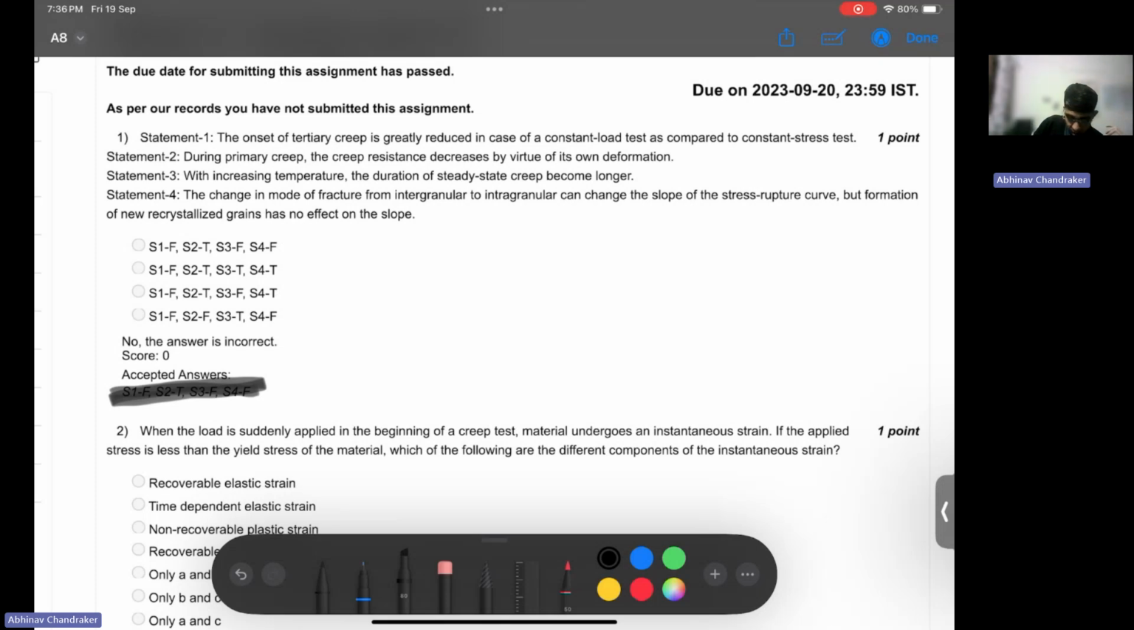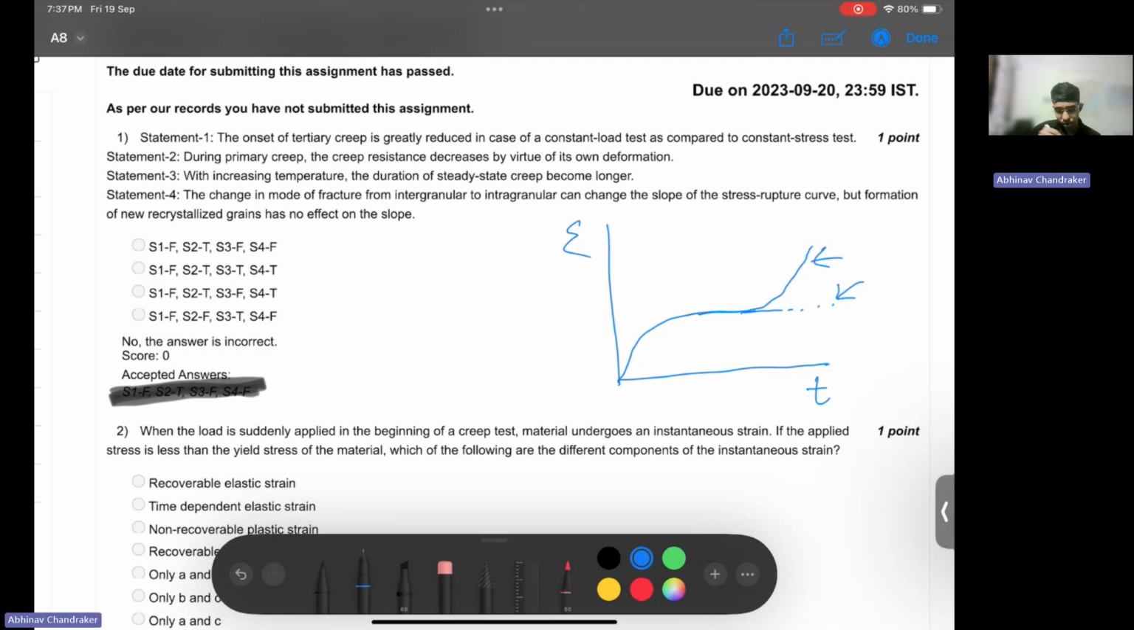You have seen the curves which were shown in professor slides, that this is your strain, this is your temperature, time. Constant stress test will be something like this. Constant load test will lead to much earlier tertiary creep initiation. So this will be something like this.